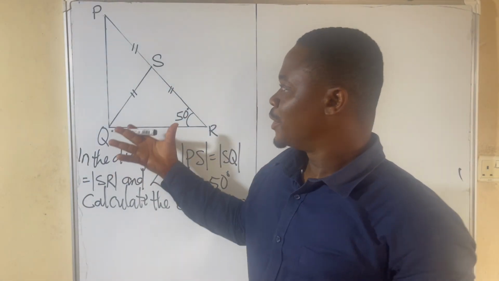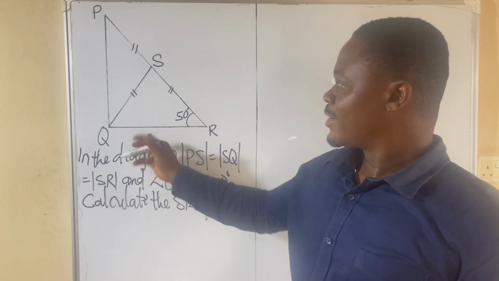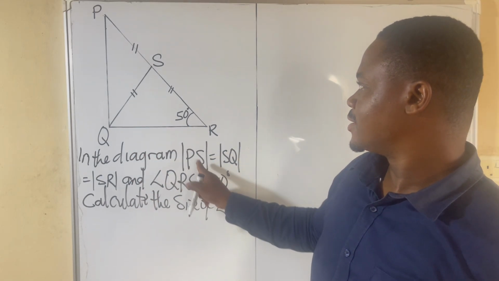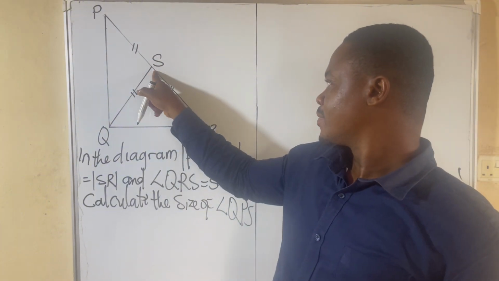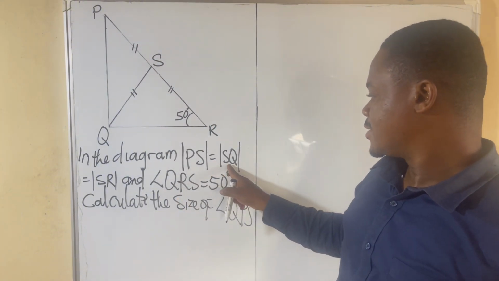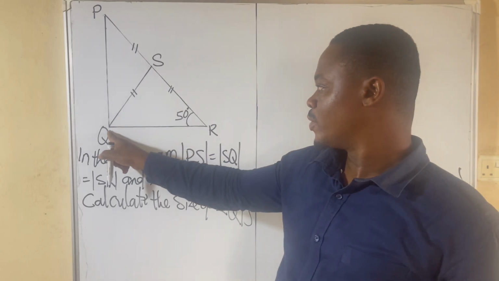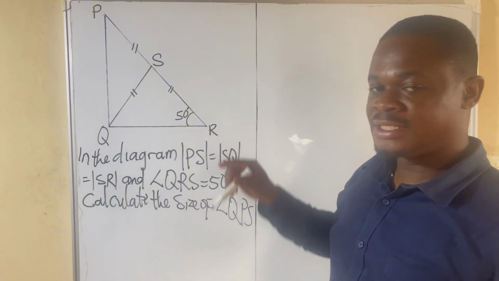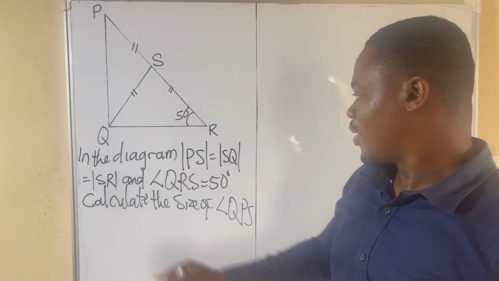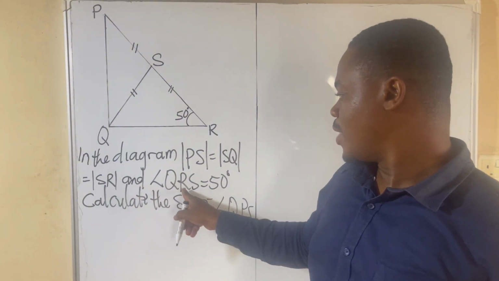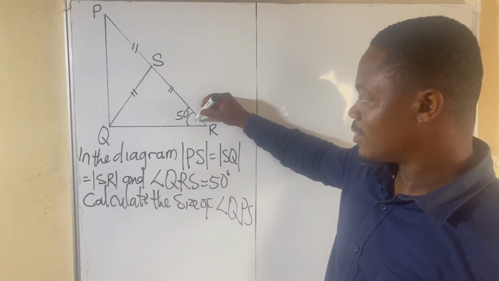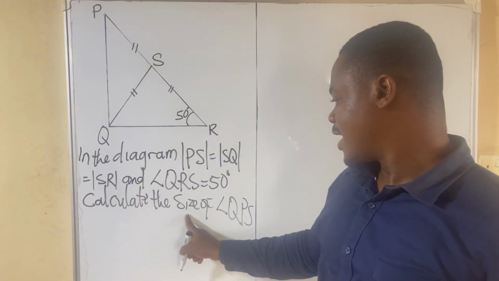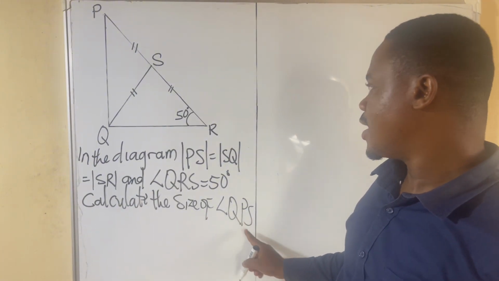Look at this diagram on the board. The diagram says that the distance PS, from here to this point, is equal to the distance SQ, from this point to this point, and also equal to the distance SR. Now we are also told that angle QRS, the angle at R, is equal to 50 degrees. Calculate the size of angle QPS.